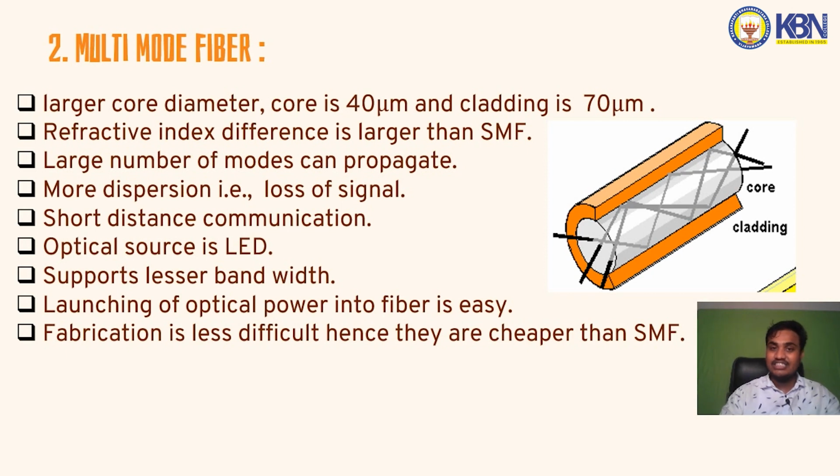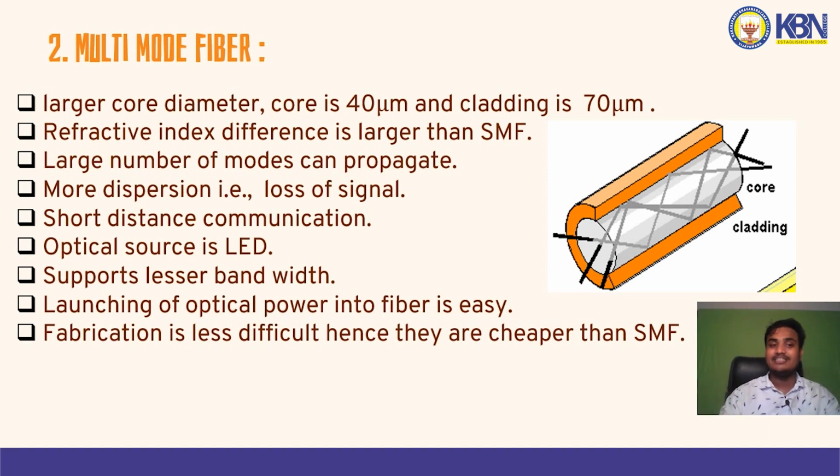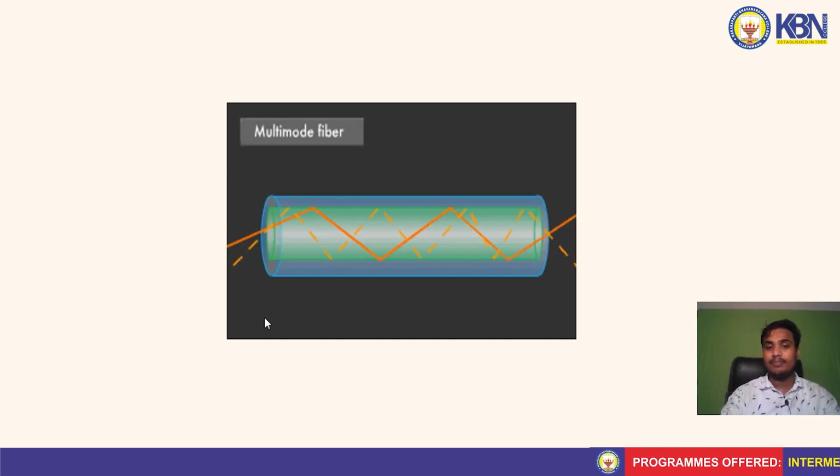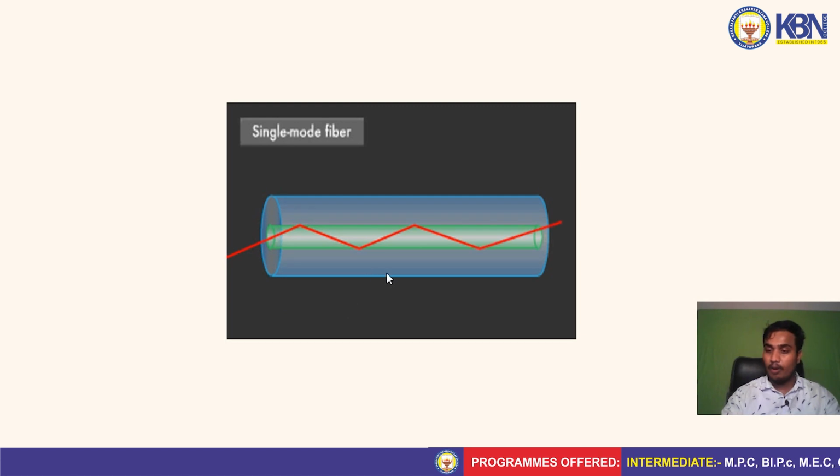The launching of optical power into the fiber is easy. The fabrication is less difficult, hence they are cheaper to manufacture than the single mode fibers. Here you can see in this diagram, this is how a single mode fiber propagates, and this is how a multi-mode fiber propagates in the optical fiber.